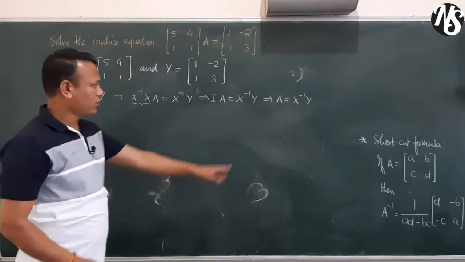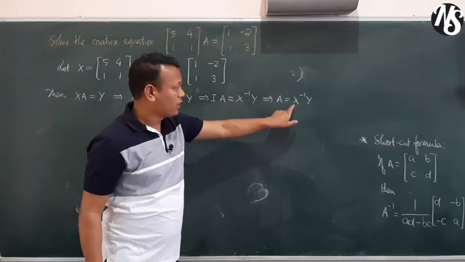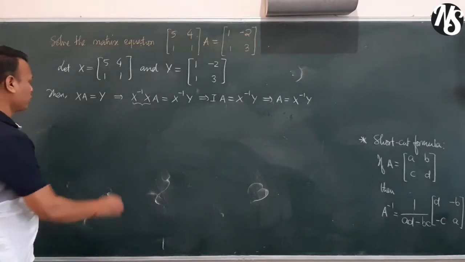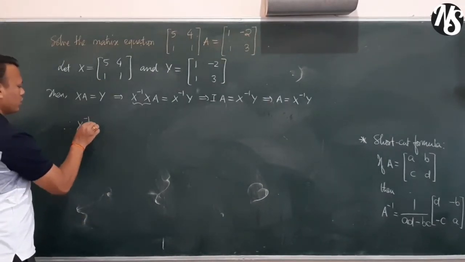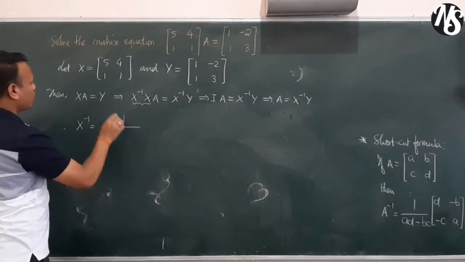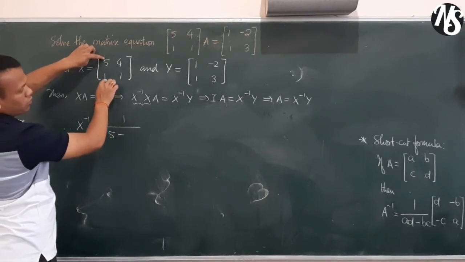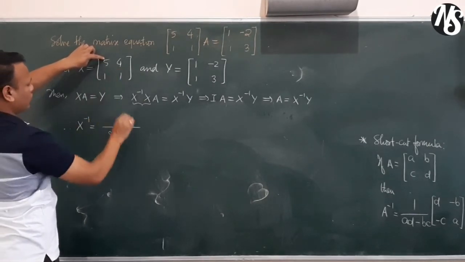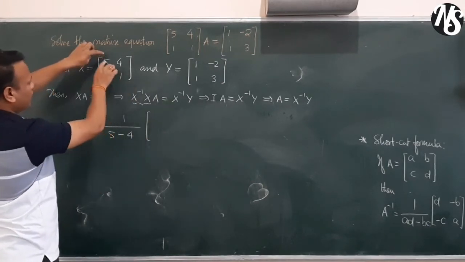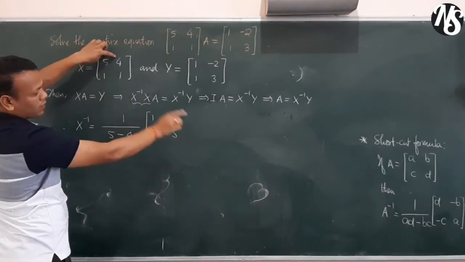So that means in order to find A, first you need X inverse. You know the value of Y, isn't it? So let's find X inverse. Now X is a 2 cross 2 matrix, isn't it? So therefore your X inverse, using the shortcut formula, will be: A into D, that is 5 into 1 is 5, minus B into C, that is 4 into 1 is 4. What happens is A and D interchange their position, so 1, 5, and what happens to their sign? They become negative.